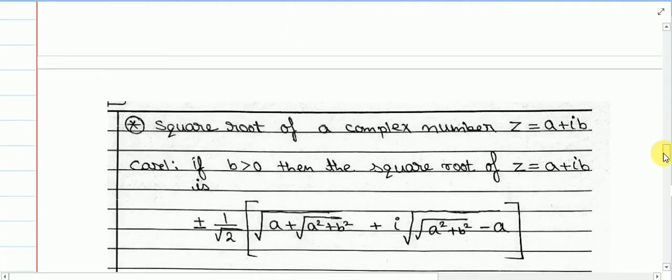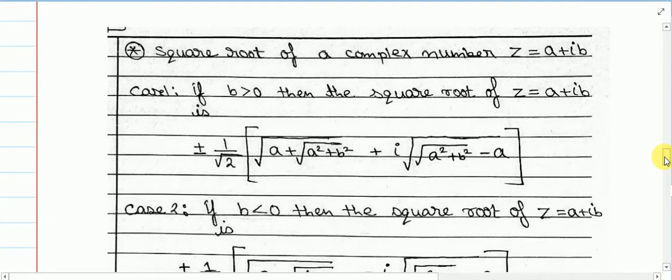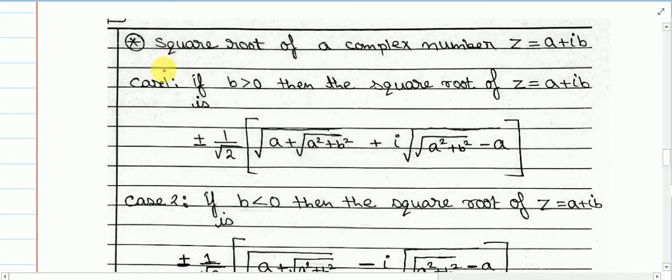Now let us see next. So here, before we move on to the question, we have got one topic. Here we are talking about the square root of a complex number. Like when I say square root of 4, you say 2. Square root of 16, it is 4. Square root of 81, it's 9. So in the same way, when we have a complex number, let's say a plus ib, then it will have a root, yes.